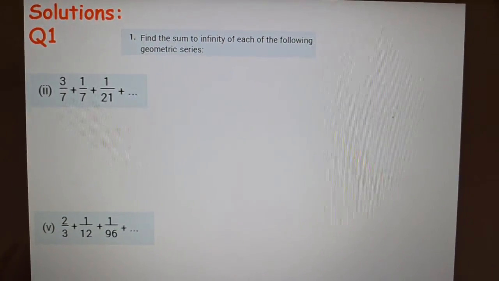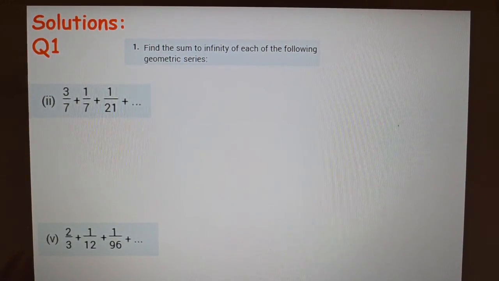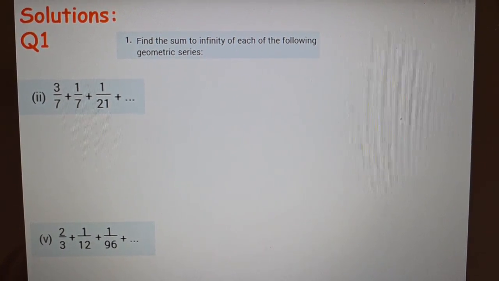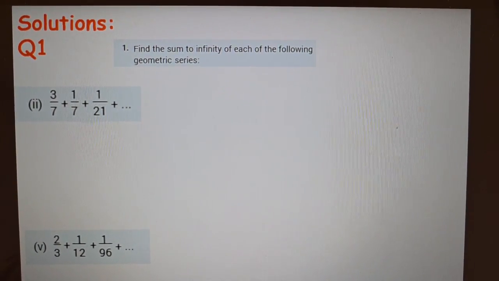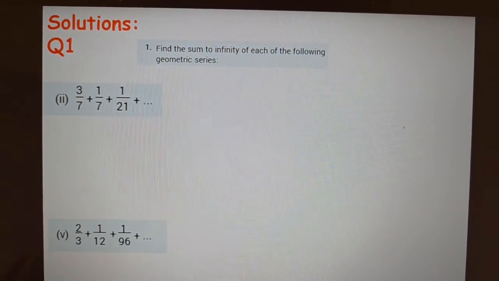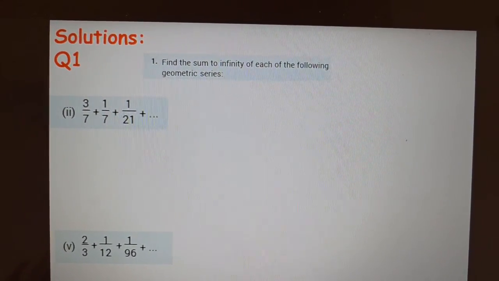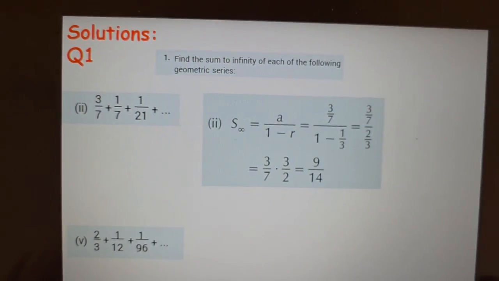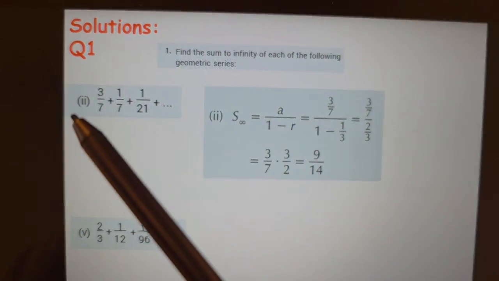Okay, we're solving the following questions on the sum to infinity. So question 1, part 2, find the sum to infinity of the following geometric series. So you put down your formula for the sum to infinity on page 22 of the log tables. You need A and you need R. So A is 3/7, your first term.